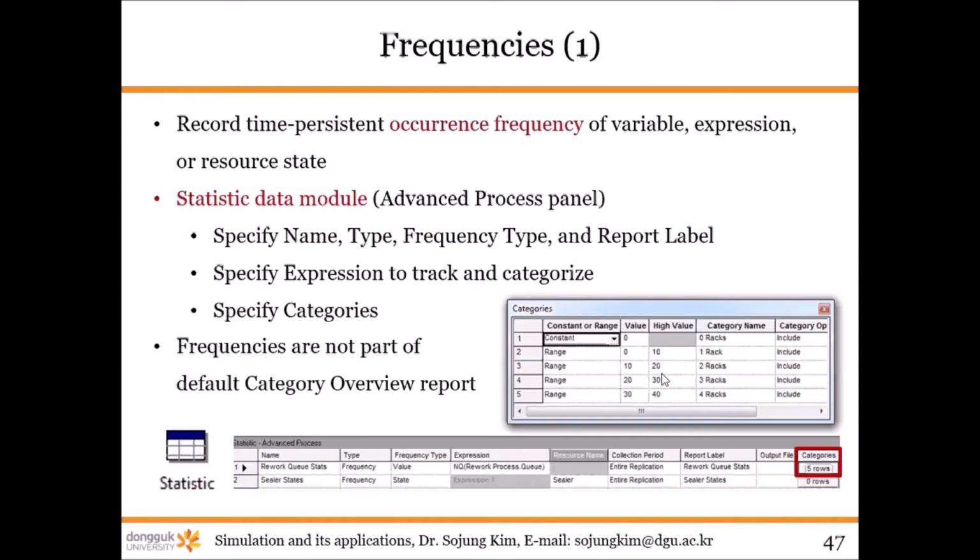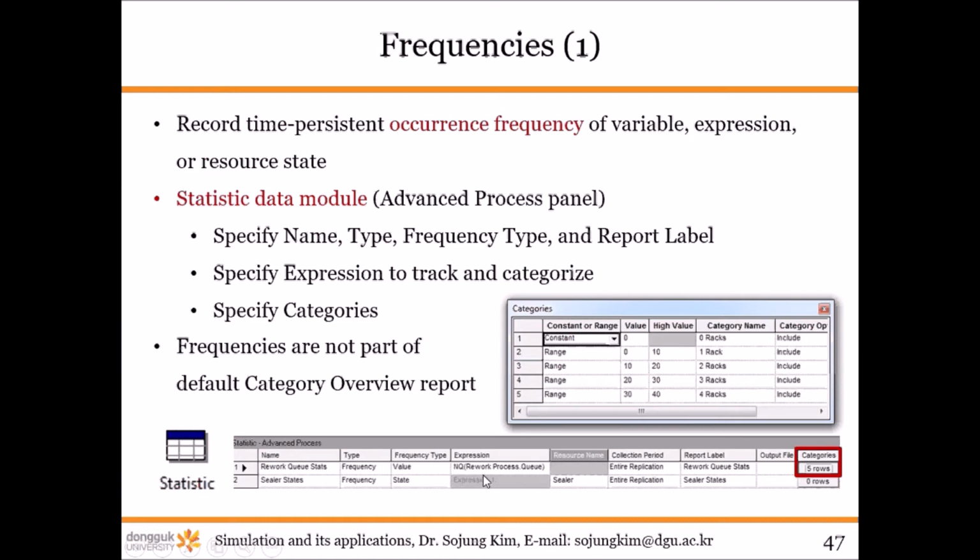And frequencies, and since we don't know how many reworks we need, we can collect the user-specified statistic. In order to do that, you can use the statistic data module. If you go to the statistic data module, you can have this rework Q stat. You need to type it, and then the type is frequency, and the value and expression will be NQ(rework process.q). So you will check the number of entities in the queue, because we will use the queue to store the entities or parts in this queue, right?